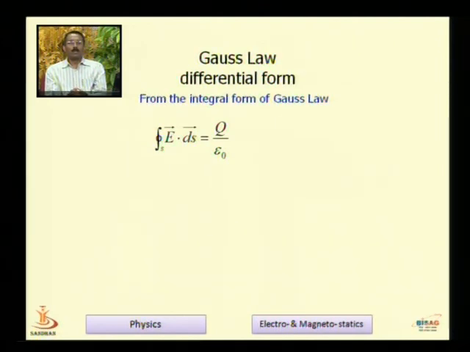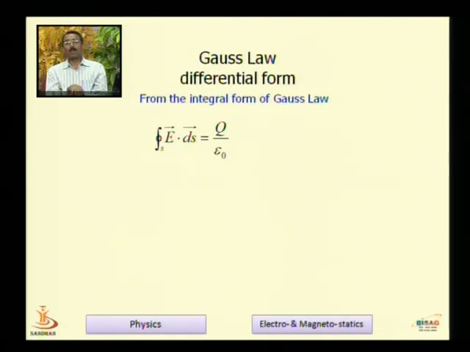And we are calculating the flux passing through the closed surface, and that is equal to Q divided by epsilon 0. Now what is this capital Q? Capital Q is the charge enclosed within that balloon, or the closed surface, divided by epsilon 0. So this law is called Gauss law.